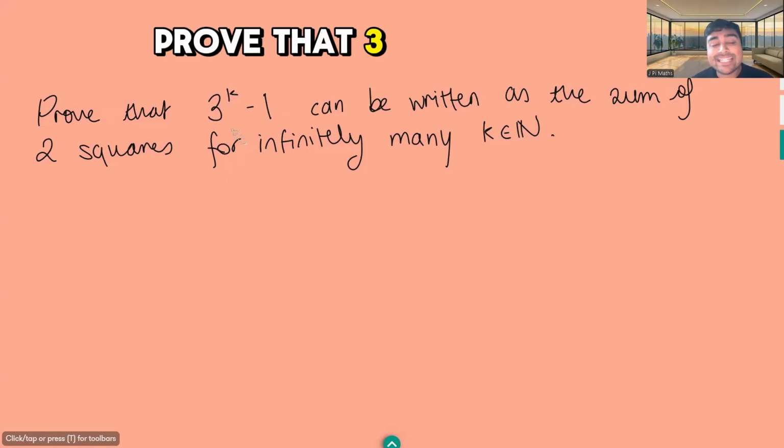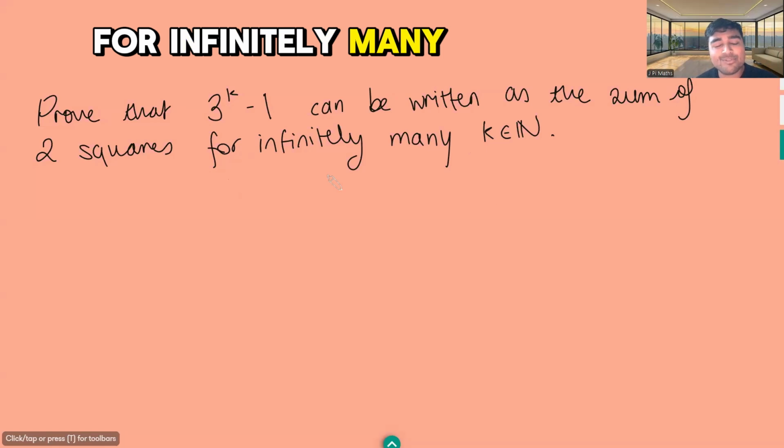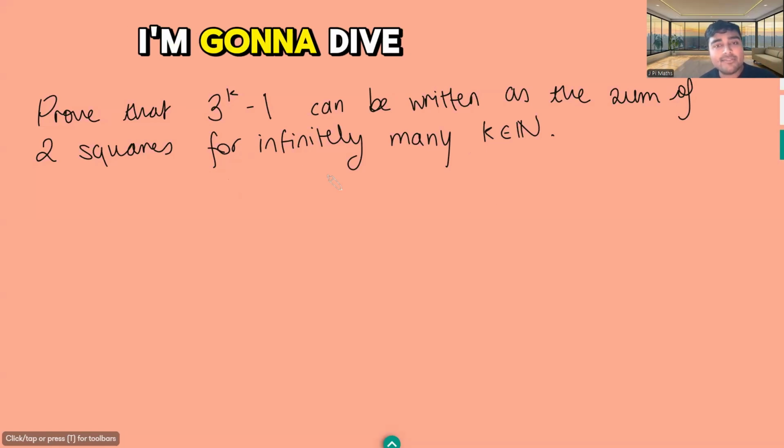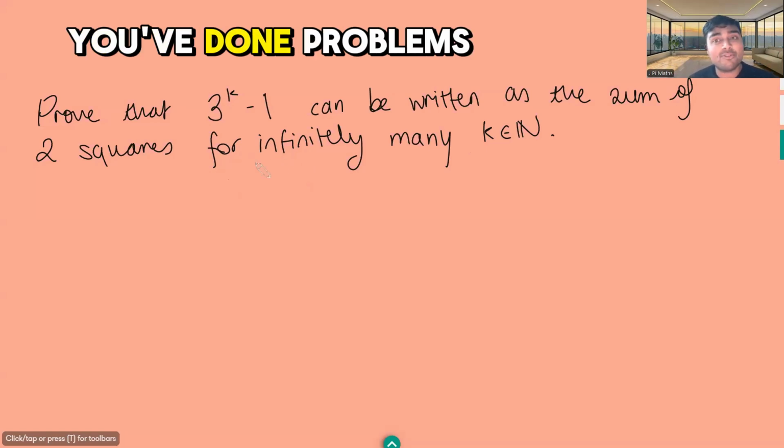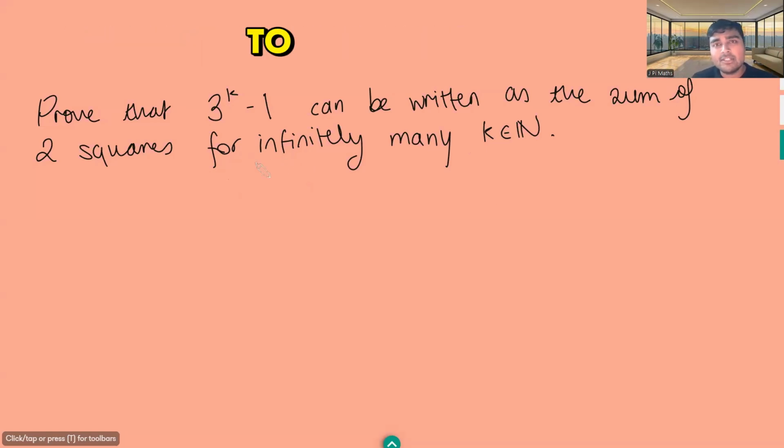We want to prove that 3^k - 1 can be written as the sum of two squares for infinitely many positive integers k. I'm going to dive into a solution here. We're going to be using an identity which you may have seen if you've done problems like this before, where you're trying to show that something can be written as the sum of squares.